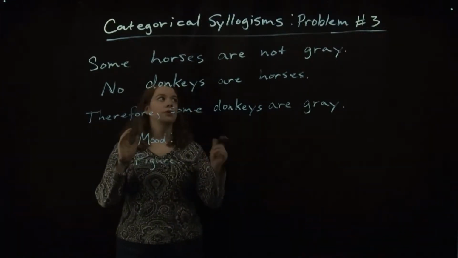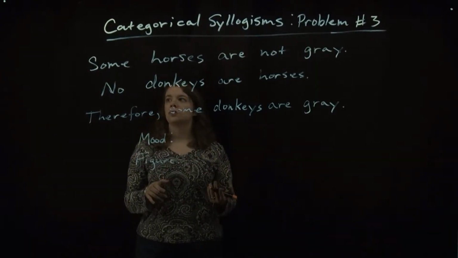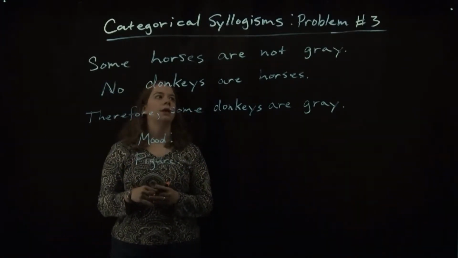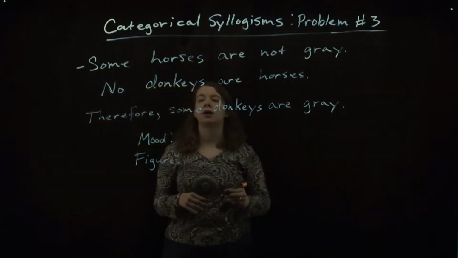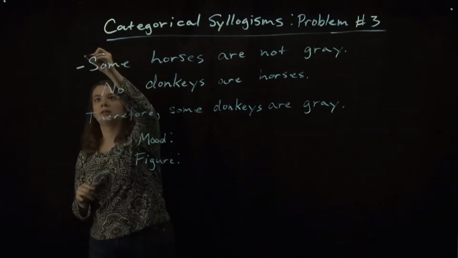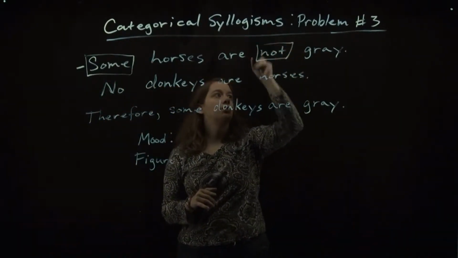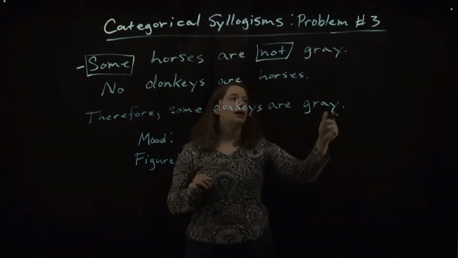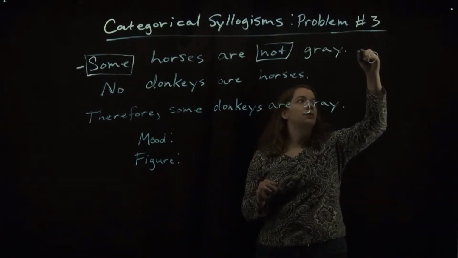Okay, so here's our third problem. Once again, we're going to try to figure out the validity. So again, let's identify the mood of this syllogism. The first premise says that some horses are not gray, right? Thinking back to the propositions, we know because of this particular quantifier and the fact that we have "not" in the predicate, we can say that this represents an O proposition, right?